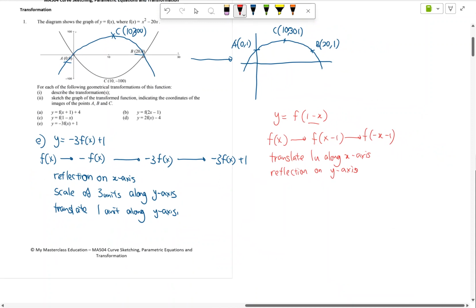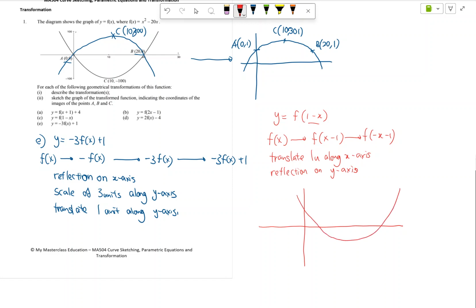So how will the graph look? First, you can translate before you reflect, then erase it away. I'm going to teach you this way. I'm going to move all my coordinates of A, B, and C. A is going to be here, B is going to be here, as well as C is going to be here. This is (1, 0) because I translate 1 unit, (21, 0), as well as (11, -100). Now I'm going to reflect on the y-axis, meaning I flip to the left. My final answer is going to be this way.